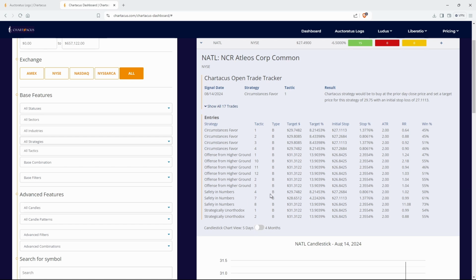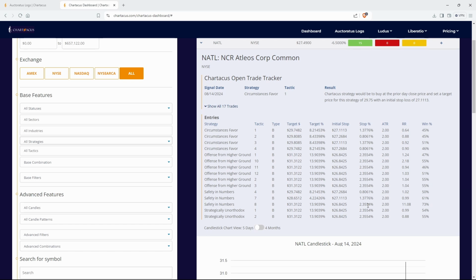This is where you look to see what Chartacus is going to do and how it sets its targets and its stop loss orders. Safety and Numbers sets a target for $31.31, which makes that nearly a 14% profit. That's the target, 13.9%. So that's roughly 14%. The stop loss is 26.84, which is saying if this stock drops about 2.3%, as you see here, that's the percentage, 2.3% or 65 cents, you're out.